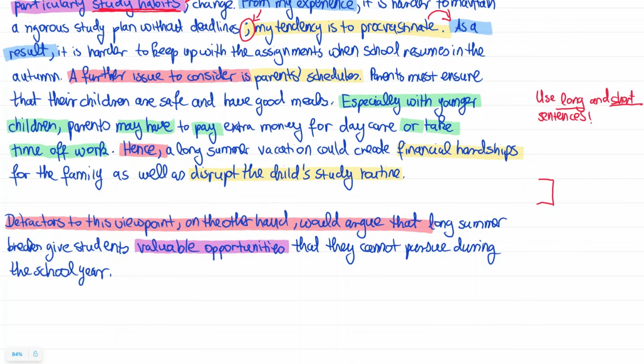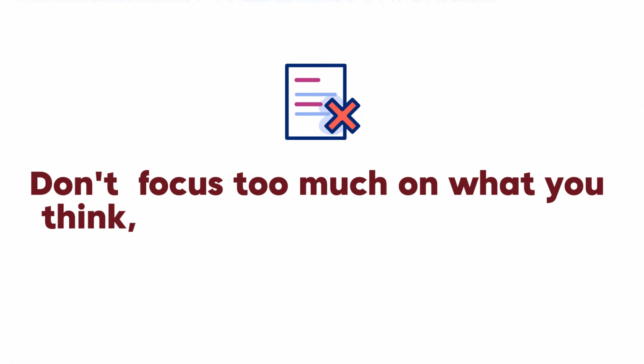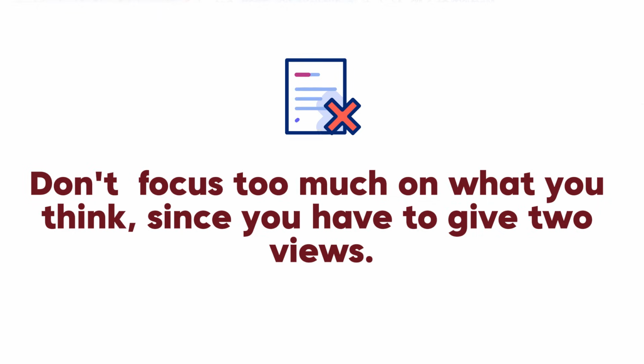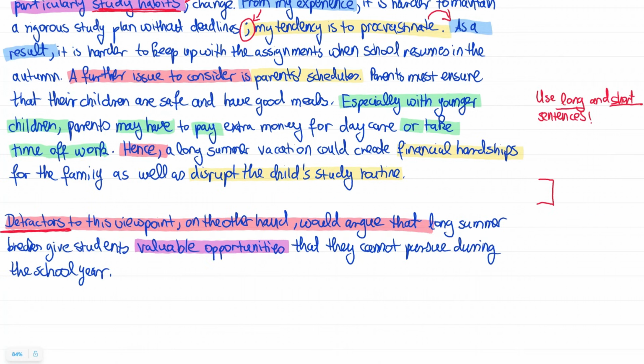Let's have a look at the other part of the sentence. I use valuable to describe opportunities, to show that it's really a good thing. I'm starting to indicate my own opinion. However, I don't want to focus too much on what I think, since I'm giving two views. That's why I talk about other people, detractors, rather than just myself. Let's give two reasons again. We will start with a simple linking word.